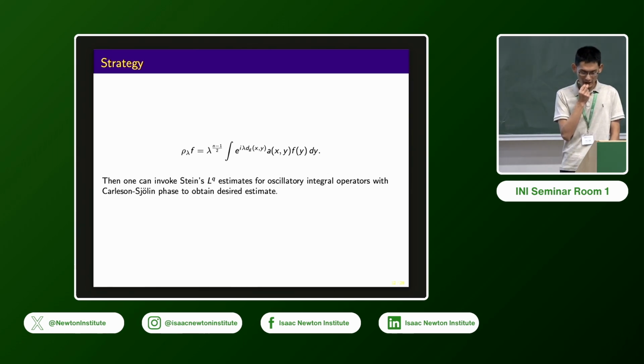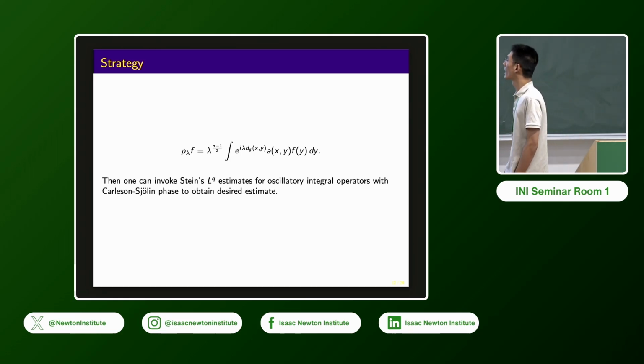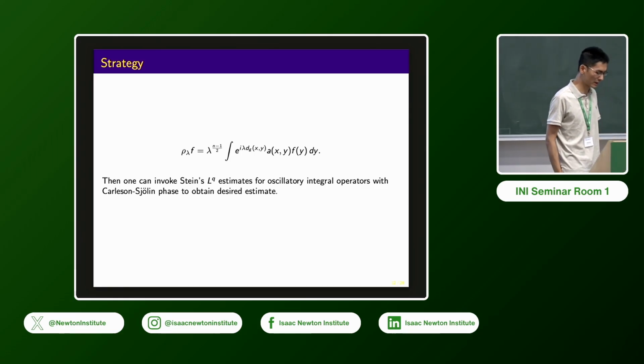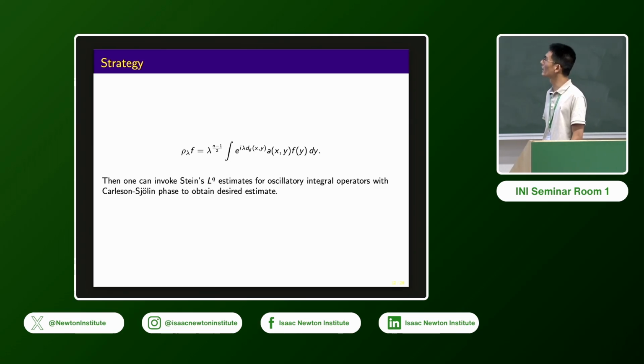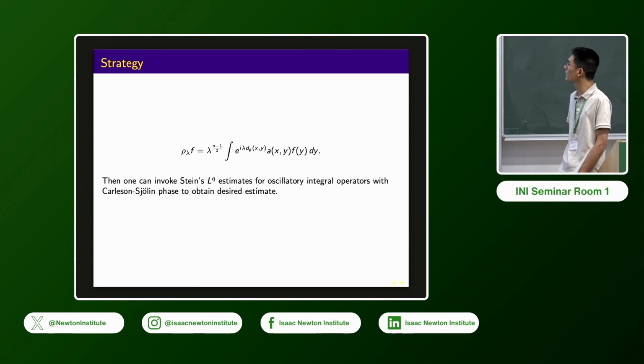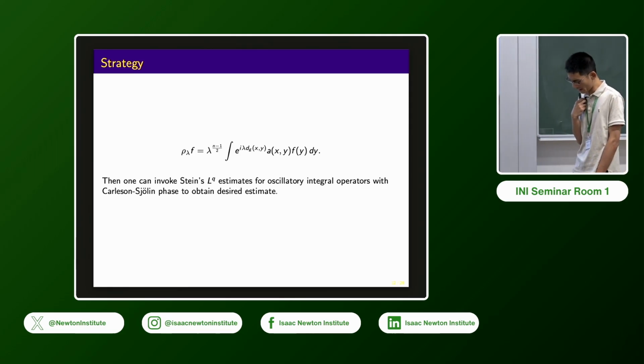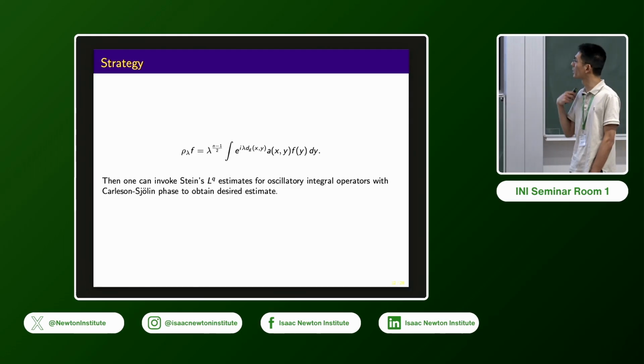So at this stage, for instance, if we want to get L infinity estimates, we already have the L infinity estimates coming from the coefficient. This is coming from the stationary phase calculations. And if we want to get L^q estimates for the critical exponent, we invoke the L^q estimates for oscillatory integral operators. If the phase function satisfies the Carleson-Sjölin condition, we can apply the oscillatory integral theorems. And so this is one proof of the unit interval spectral projection estimates.